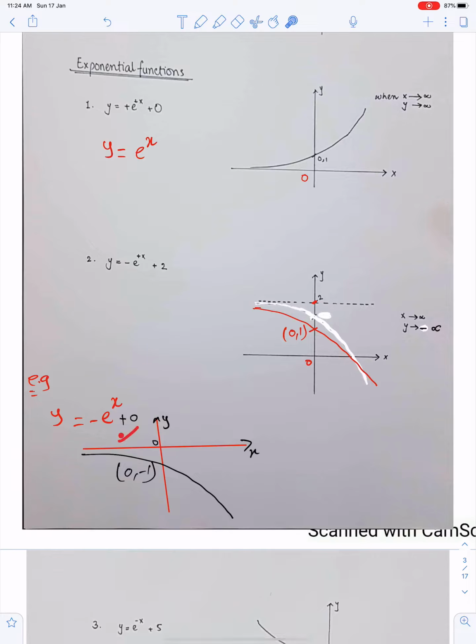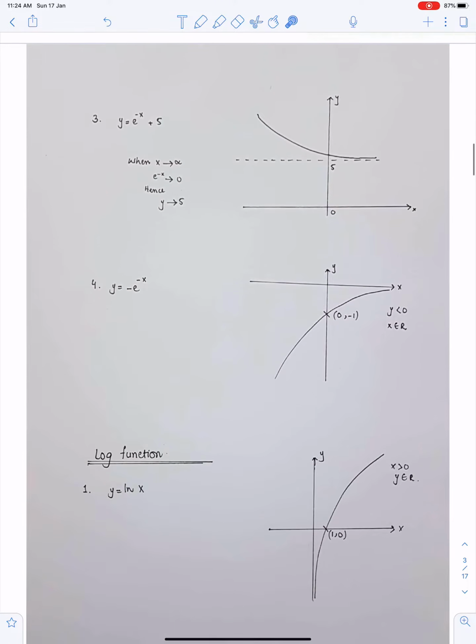This sketch is parallel to 0. Next, we did this sketch in differential equations. Y is equal to e power -x plus 5. Now this exponential will be parallel to 5. This is 5. And this number is 6. This is the intercept.